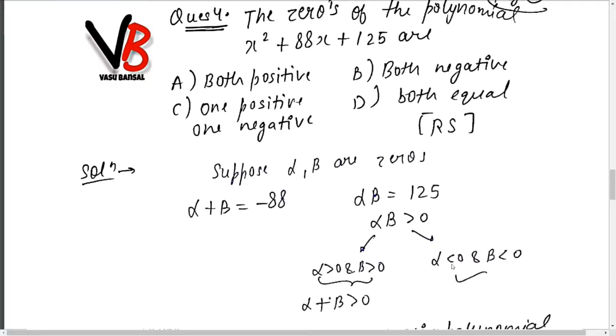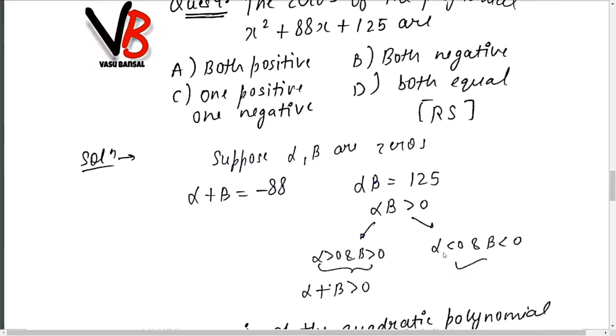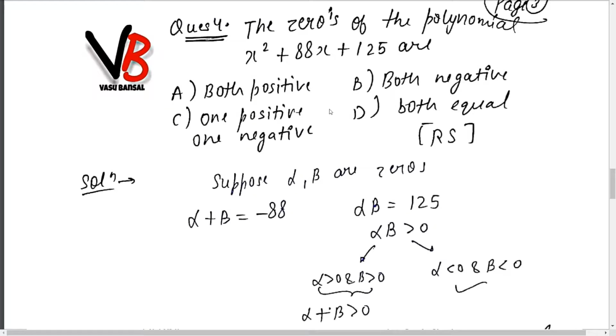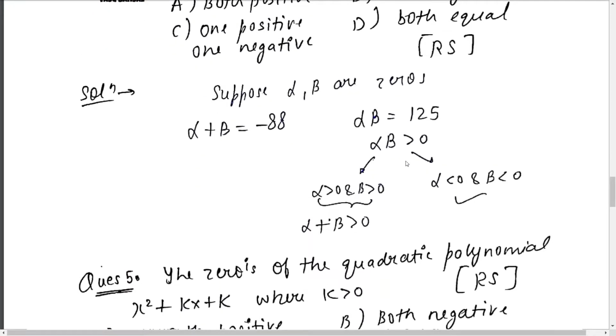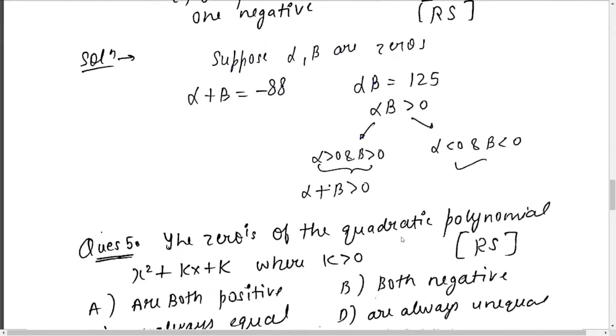so only this case can happen, that both alpha is less than 0 and beta is less than 0, then only their sum will be less than 0. So this means that both alpha and beta are negative. Both negative is the answer, right? And now another question, just exactly the same as this question.